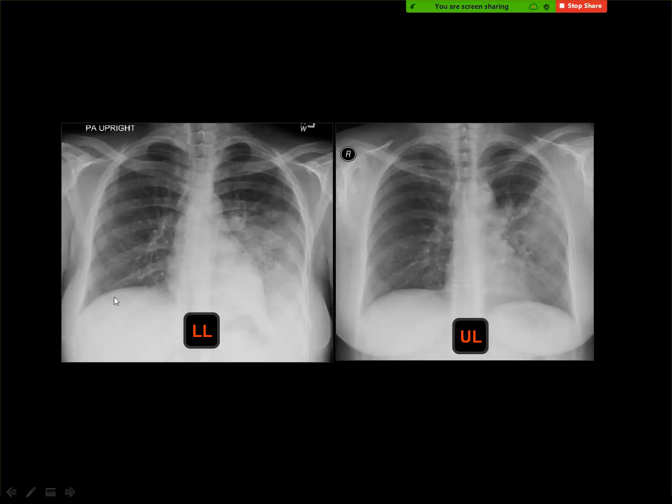And this is the difference between upper lobe and lower lobe consolidation. In the lower lobe consolidation, you see clearly the left cardiac border, meaning that the opacity is located posteriorly. Where here you do not see the cardiac silhouette, meaning that the opacity is located anteriorly.